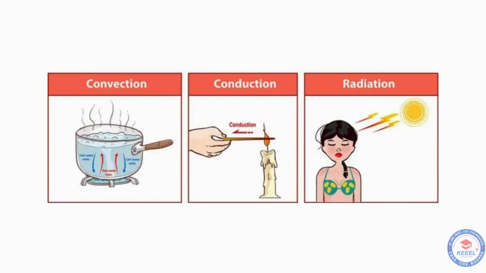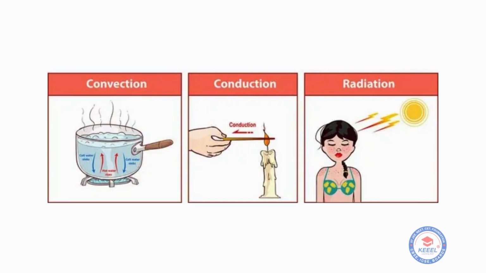Convection. Heat moves through liquids and gases by the movement of particles. Example, water in a pot gets hot from the bottom. The warm water rises and cold water sinks. This is how sea breeze and land breeze happen near the ocean.